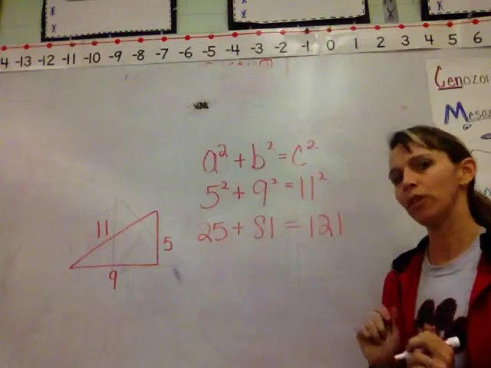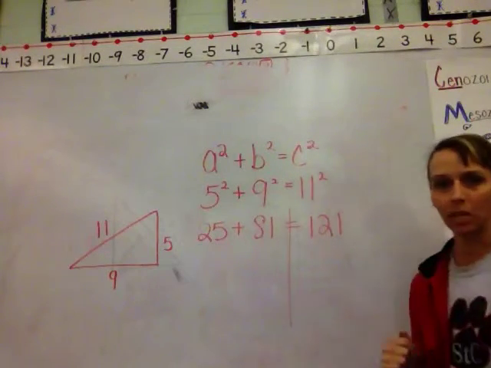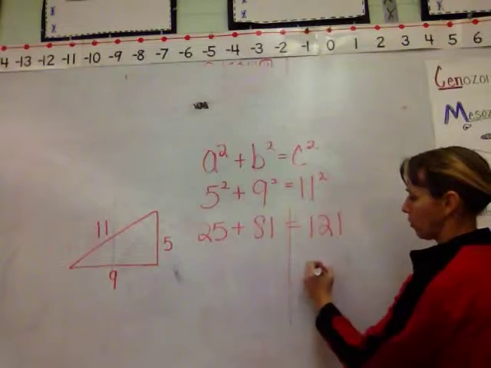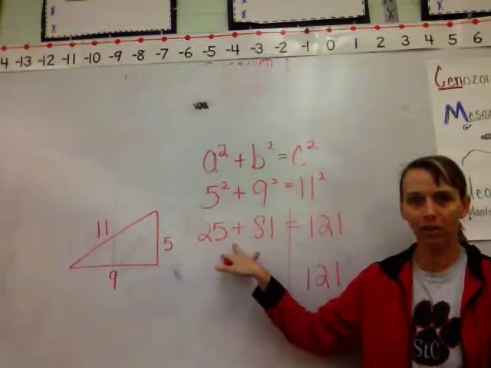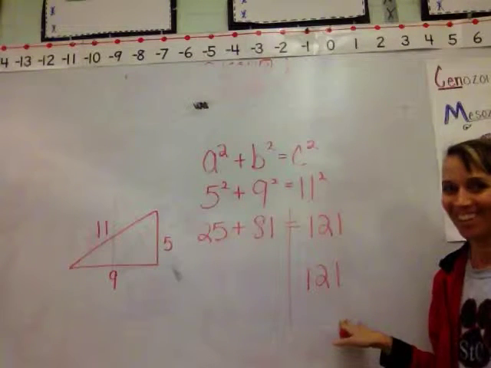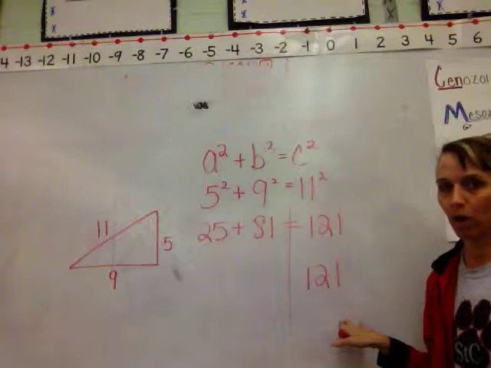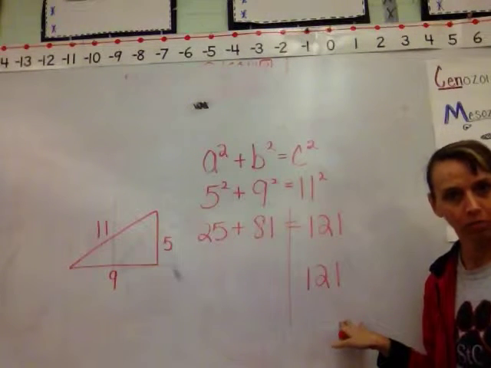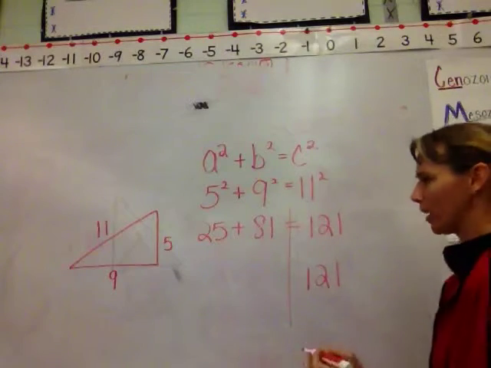So to determine whether or not this is a right triangle or not, both sides of the equation have to be equal. This side right now is 121. If these two numbers, when we add them together, are also 121, then our answer is yes, it is a right triangle. If they do not equal 121, then our answer is no. Okay, it's just maybe an obtuse or an acute triangle.